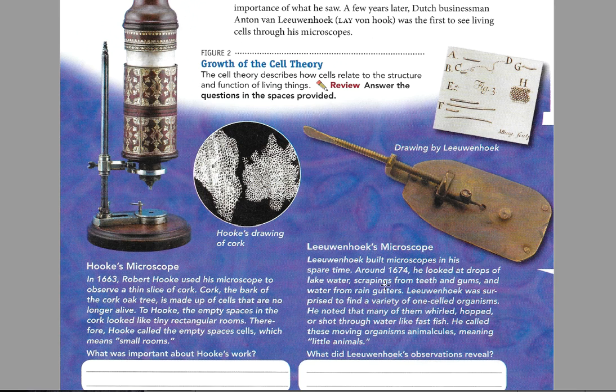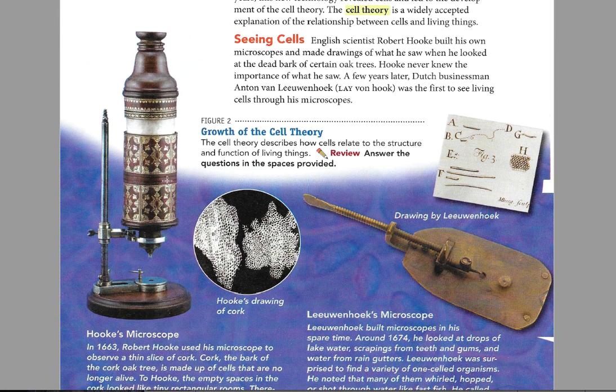Leeuwenhoek's microscope. Leeuwenhoek built microscopes in his spare time. Around 1674, he looked at drops of lake water, scrapings from teeth and gums, and water from rain gutters. Leeuwenhoek was surprised to find a variety of one-celled organisms. He noted that many of them whirled, hopped, or shot through the water like fast fish. He called these moving organisms animalcules, meaning little animals. So there you go, Hooke's drawing of cork. Pretty cool. And there is one of the first microscopes. Pretty neat.